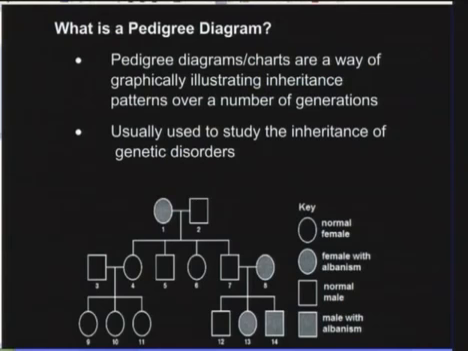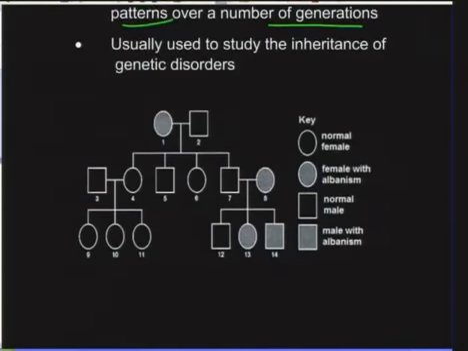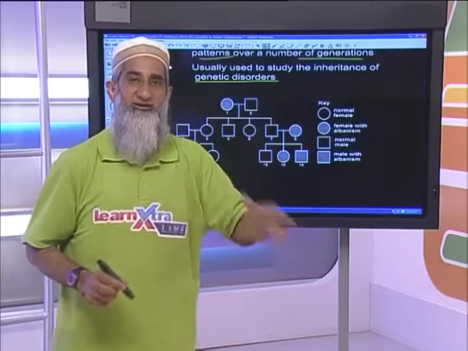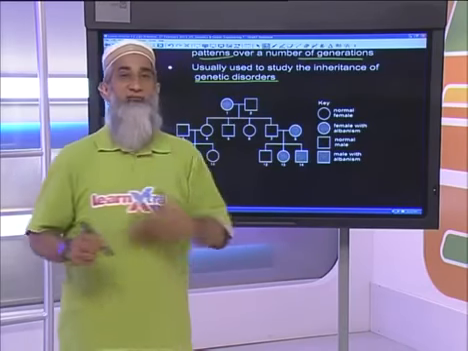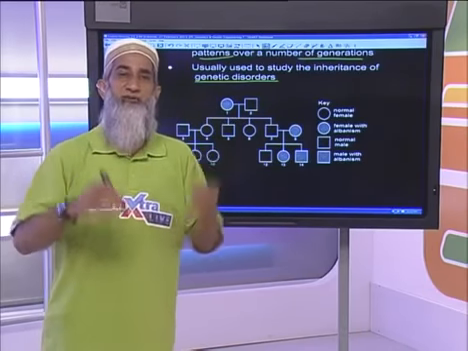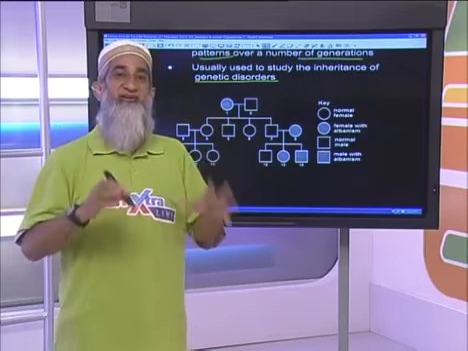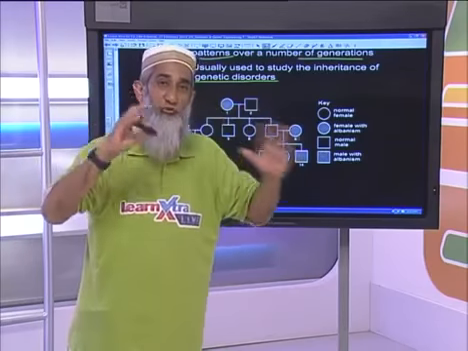We're now looking at a pedigree diagram. What is this pedigree diagram that everybody's talking about? It is a chart or a diagram to show graphically the inheritance patterns over a number of generations. Couple of things that we need to know here. Obviously, they are usually used to study the inheritance of genetic disorders, but they can be used for anything. A pedigree diagram can be used to show a simple monohybrid cross as well. A pedigree diagram can be used for anything you want to use it for.